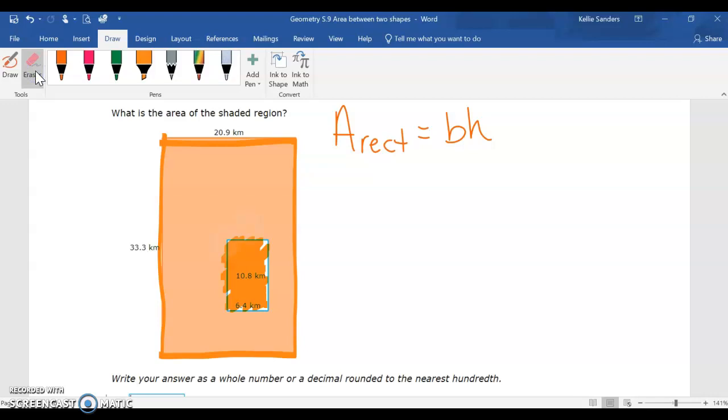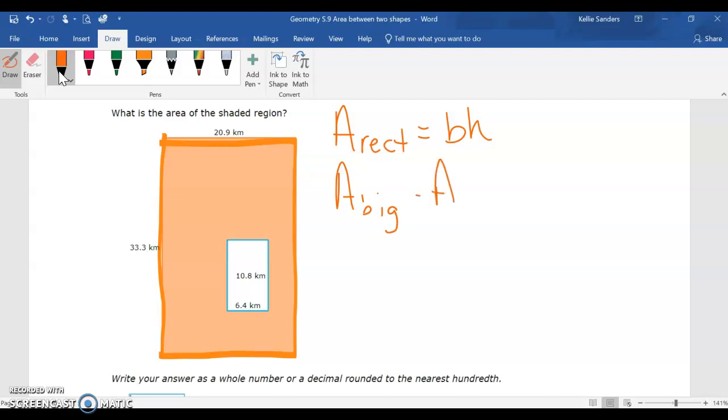But then they're asking us to cut something out of it. And what is its shape? Well, it's a rectangle, right? So we're going to have the area of the big rectangle minus the area of the little rectangle. And so we're going to do base times height both times. That's b times h, even if you can't read it.